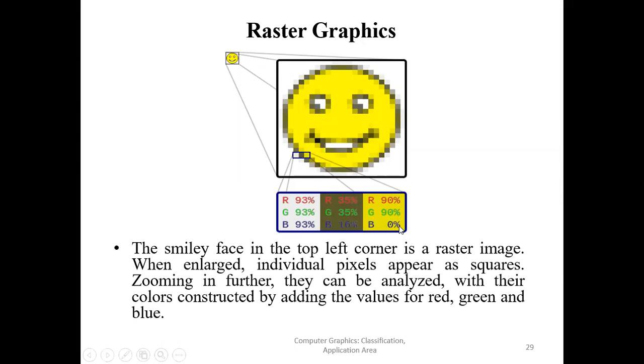So what we understand here is that every time you see an image or a video, you are actually seeing a lot of these pixel values on the screen. And the more pixels you have, the better picture you have. So this is the raster graphics.